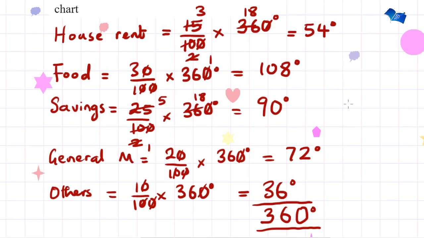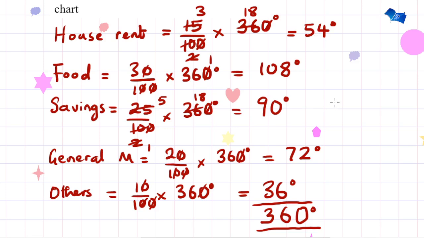To draw the pie chart. You know how you draw a pie chart? You draw a circle. Then with your protractor, you can now measure out these individual angles. I'll show you how to do that quickly.